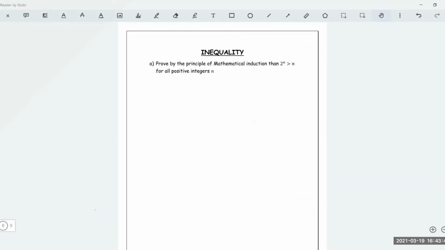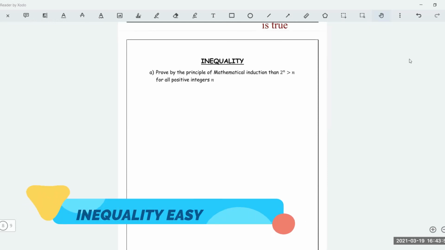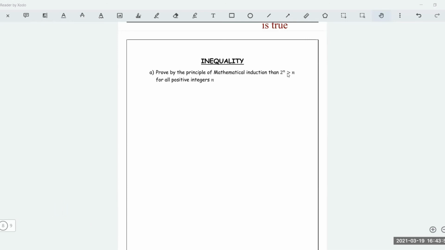All right, now let's look at an inequality proof, one of my favorites. We're going to do an inequality proof here. It says, prove by mathematical induction 2 to the n is greater than n for all positive integers. So first you start from n equal 1. For n equal 1, clearly we can see that 2 to the 1 is greater than 1. So that is true. n equal 1 is true.